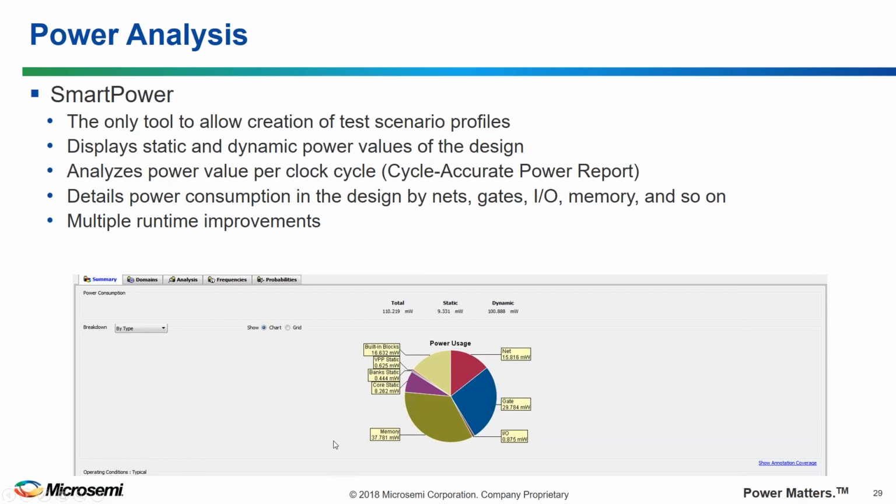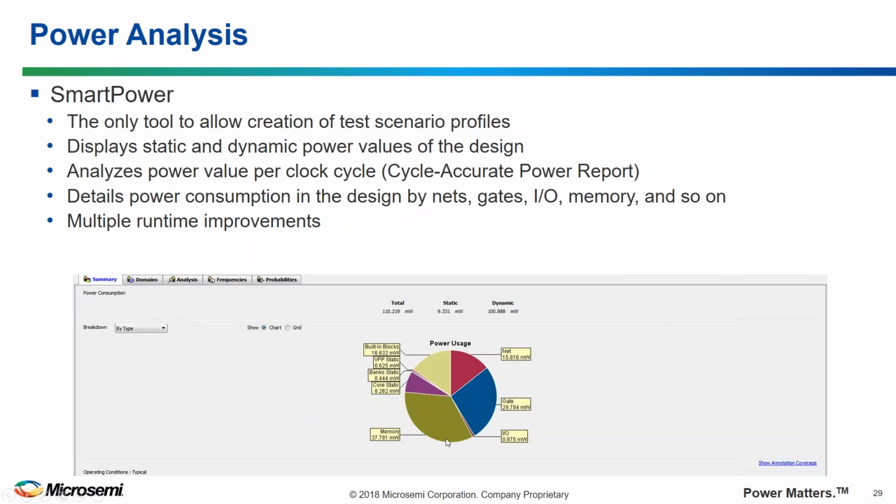We have another tool called SmartPower. SmartPower allows you to determine the power consumption of your design. It will display your static and dynamic power, and it allows you to create different scenarios. So a scenario might be different operating conditions, such as stopping the clock, taking advantage of a low power mode called Flash*Freeze, maybe turning off the supply voltage for a while. You can define these different conditions to run the device, and then you can see your power: the total power, the static, the dynamic power.